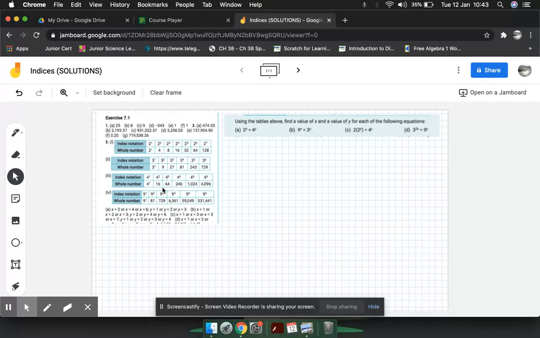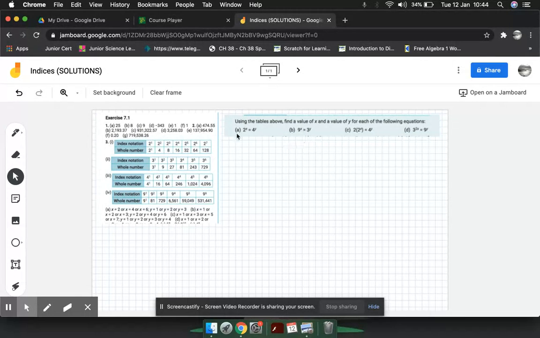Filling out the tables actually should have been very straightforward. The only challenging part of this question, I think, is this one here, which is: using the tables above, find a value of x and a value of y for each of the following equations. Now, the first two in particular should have been quite achievable. Okay, so what we're told is we have 2 to the power of x equals 4 to the power of y. x must represent, of course, an indice, and y must represent an indice as well. So in other words, some sort of number.